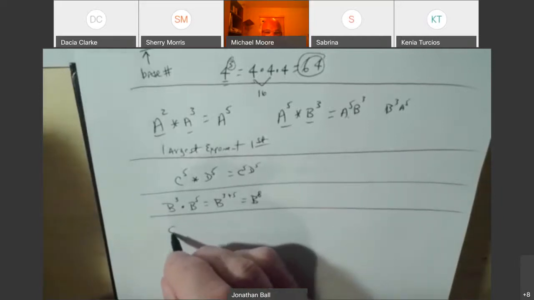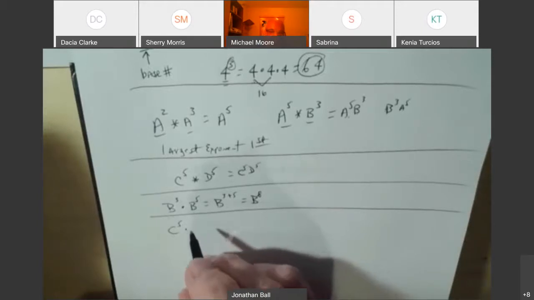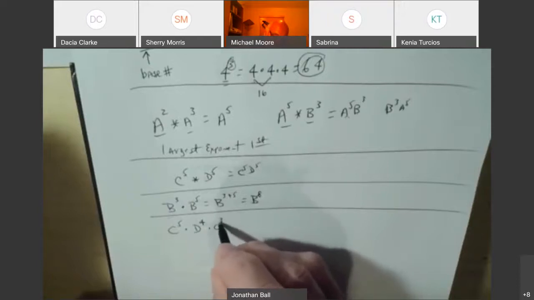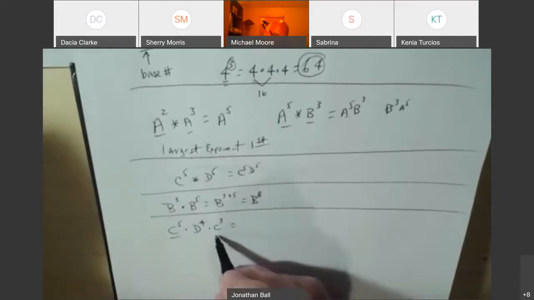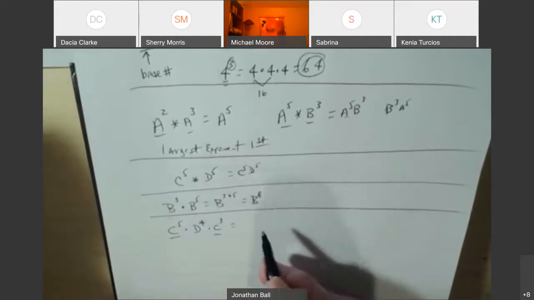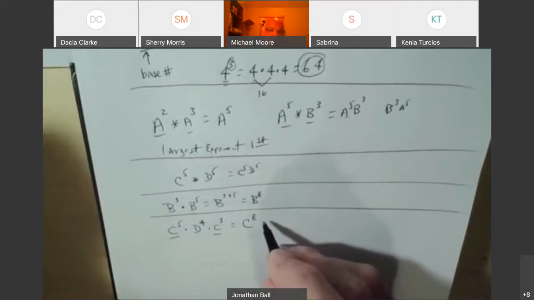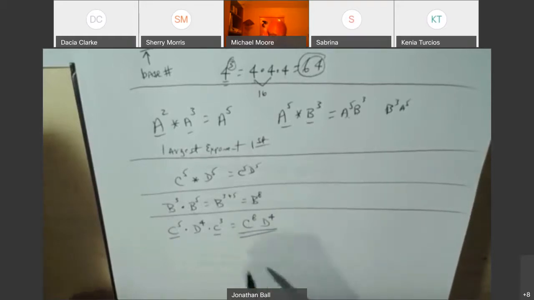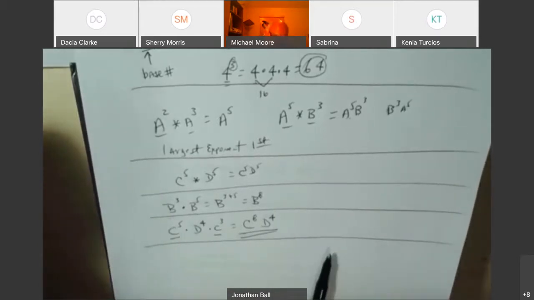Now if we have c to the fifth times d to the fourth times c cubed, we have a common base number here and here. So we're going to add the exponents here. So this is going to equal c to the 8th, d to the 4th. This is real simple. There's just a few rules that we have to follow.